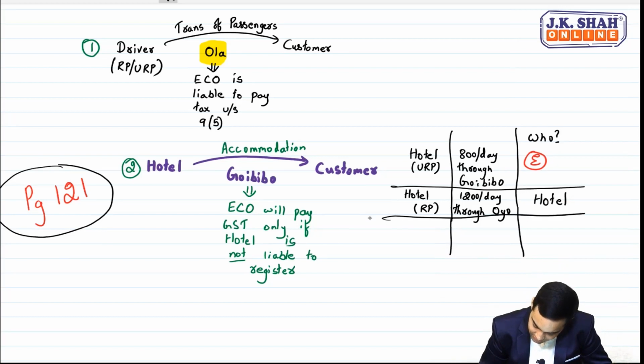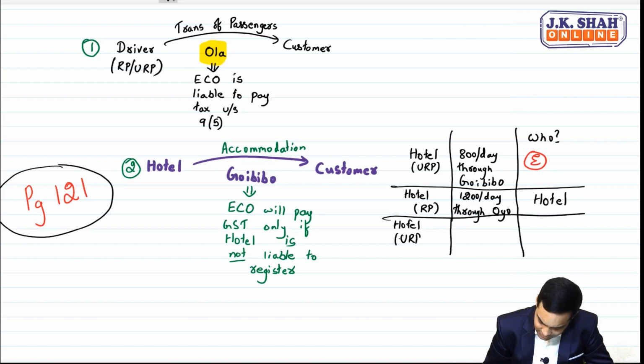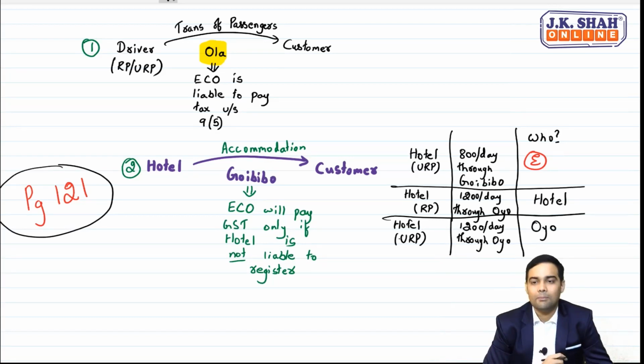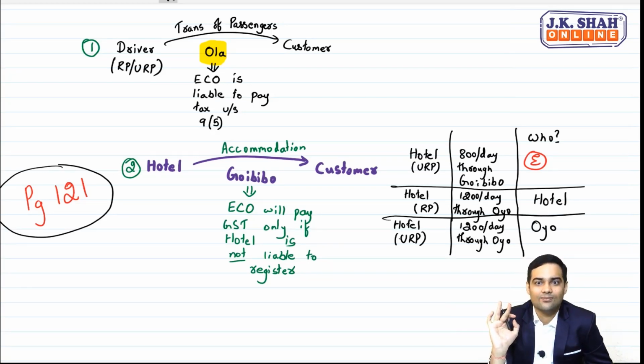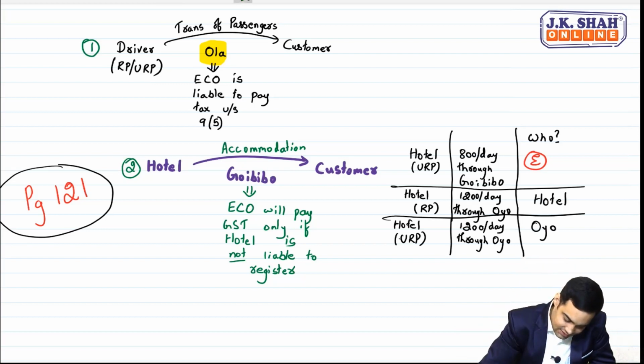But sir, what if the hotel is an unregistered person because its turnover is below the registration limit and it is charging 1200 per day through OYO or GoIBIBO? Then OYO is responsible to pay the tax. I will make you write these examples once we complete everything. But I just wanted to show you these things. Difference between the first scenario vis-a-vis the second scenario.